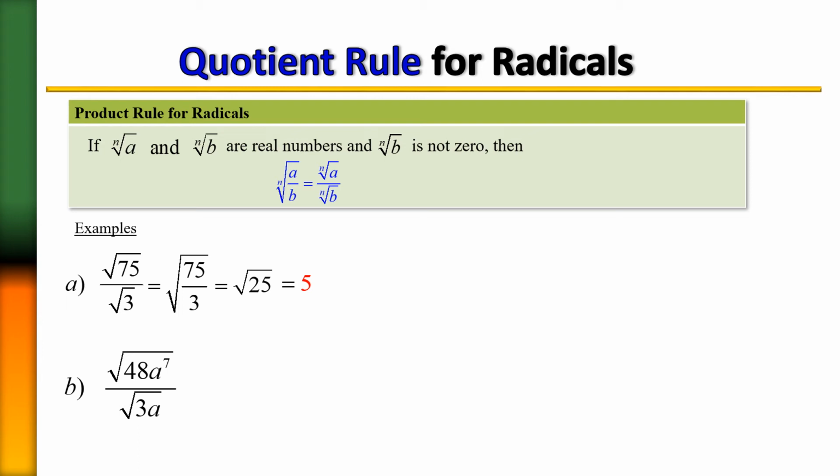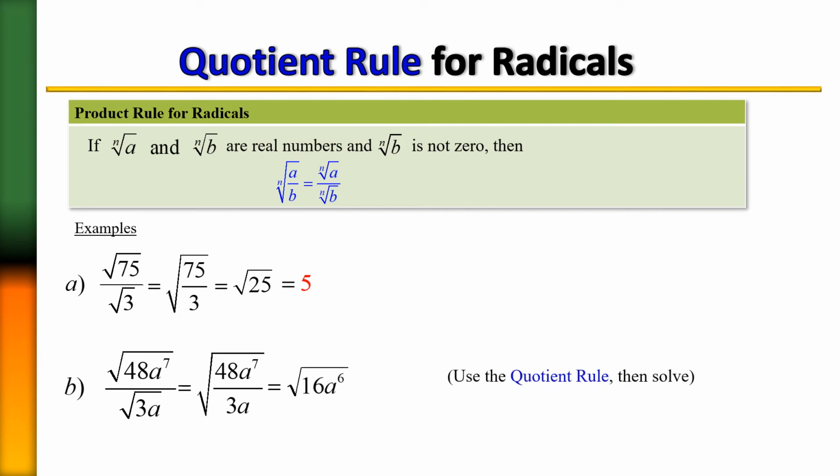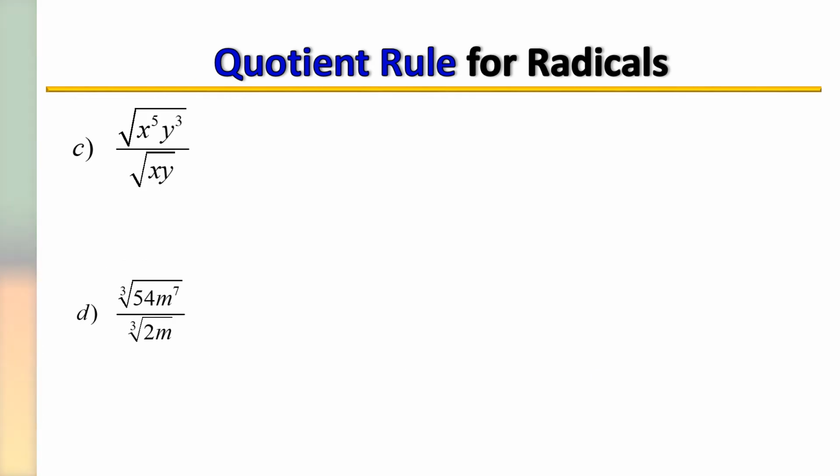So what we're going to have is 16a to the 6th power once we simplify that by doing top divided by the bottom. So now we can just go ahead and solve it, and the square root of 16a to the 6th power is what? You got it, that's correct. It is 4a cubed. And there you have it, applying the quotient rule. Let's do 2 more examples applying the quotient rule.